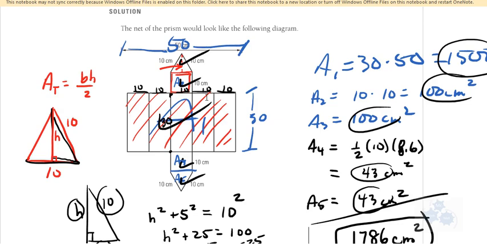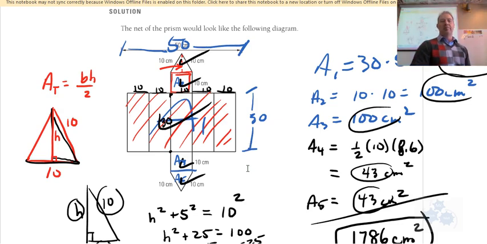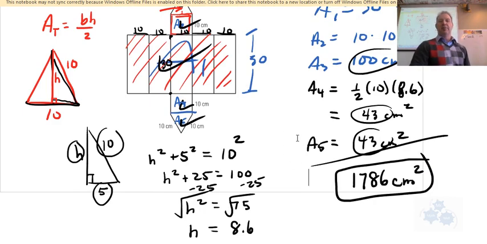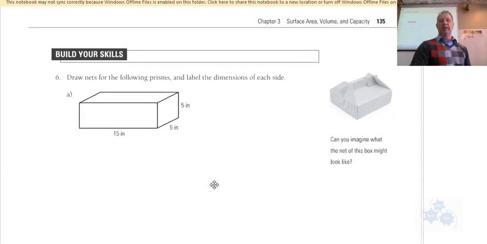So this question just asked us to draw the net, so we didn't have to find the area, but this is a question that we're going to have to know how to do here soon. So I kind of did a little bit even more than we needed to do for this one. So let's work on build your skills.